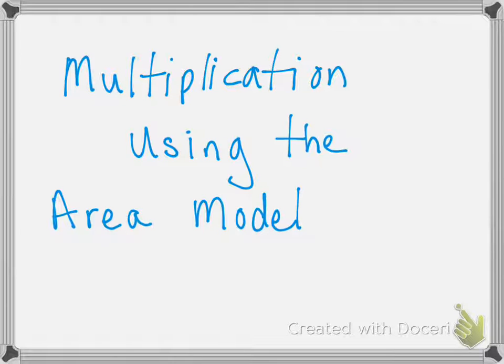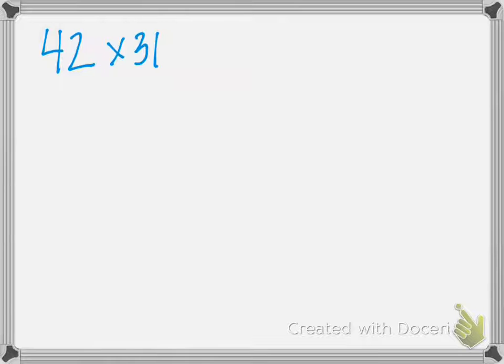This is a tutorial to do multiplication using the area model. There are many different strategies to do multi-digit multiplication, and this is just one of them. Here is a multi-digit multiplication expression, 42 times 31.